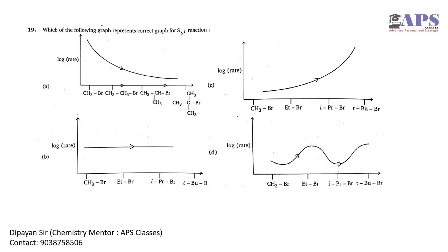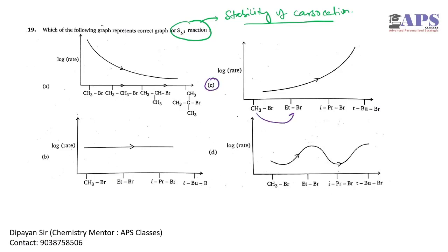Similarly, for the next question we have to go for SN1 reaction rate. In this case, we have to check the stability of the carbocation. If the stability of the carbocation increases, the rate of the reaction will increase. So if we check option C, methyl to ethyl, ethyl to isopropyl, isopropyl to tertiary butyl, the stability of the carbocation will increase. So the rate of the SN1 reaction will also increase in this case.